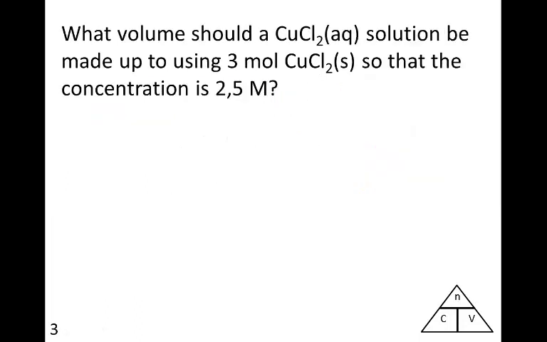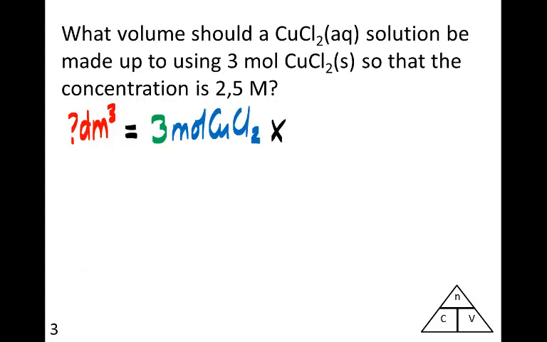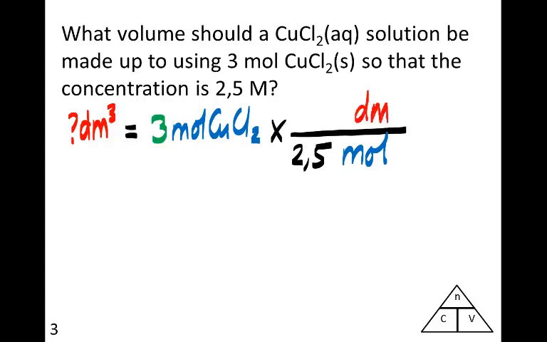What volume should a copper chloride solution be made up to, using 3 moles of copper chloride so that the concentration is 2,5 molar? Again, let's do it with the 2 methods. You try it first yourself. What volume? How many decimeters cubed should the solution be, using 3 mole of copper chloride so that the concentration is 2,5 molar? 2,5 molar is 2,5 moles per decimeter cubed, in other words, per 1 decimeter cubed.